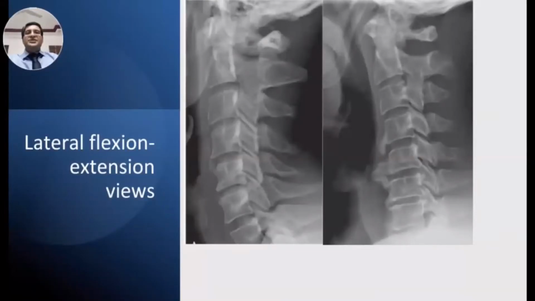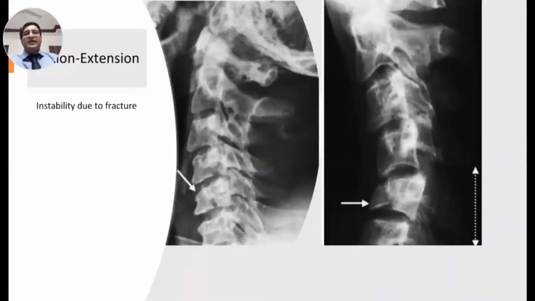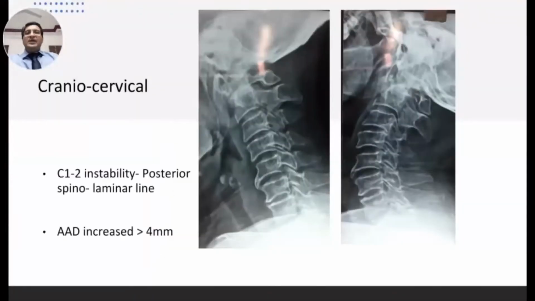Lateral flexion extension views will also be helpful to identify instability in the cervical spine. Here, it shows a fracture displacement with kyphosis development due to instability on flexion and extension views. If we see an increase in distance between C1 and C2, which is known as the atlantoaxial distance or C1-C2 distance, it is important to identify C1-C2 subluxation, and it needs surgical attention.